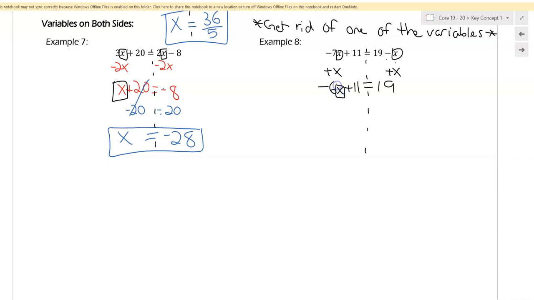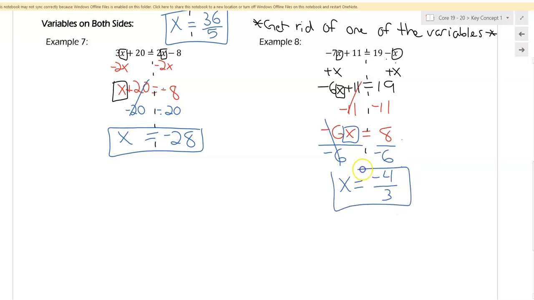So now my x is just here. So now I have to get rid of this, right, addition or subtraction first, so the plus 11. So I'm going to do minus 11. So I'm left with negative 6x. 19 minus 11 is 8. Here's my x. It's being multiplied, so I'm going to divide by negative 6. And then if you do 8 divided by negative 6 in your calculator, you do get negative 4/3.